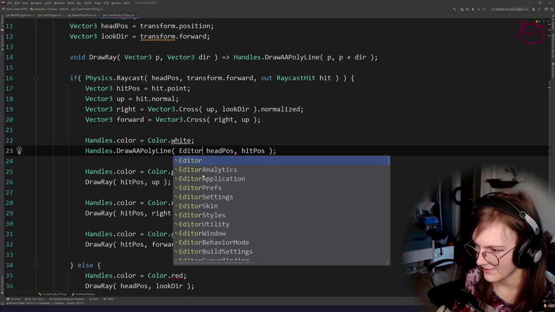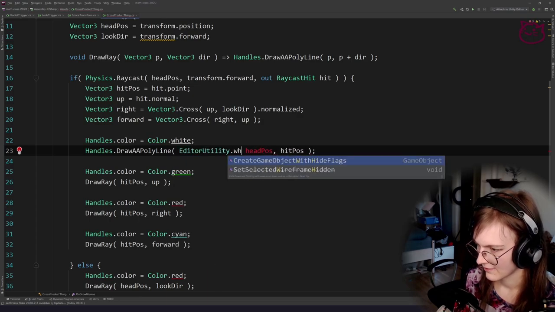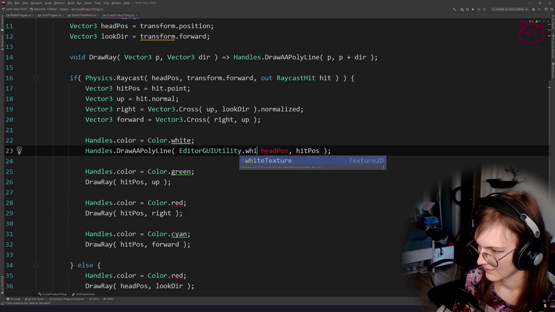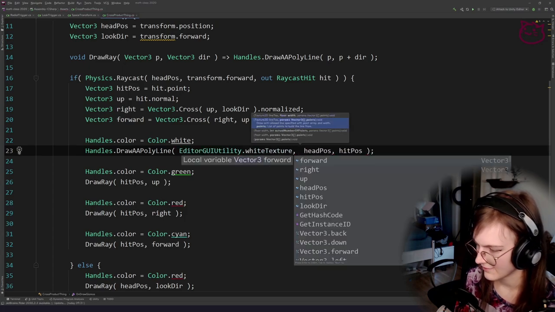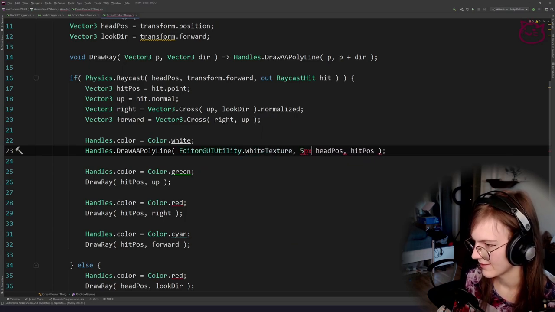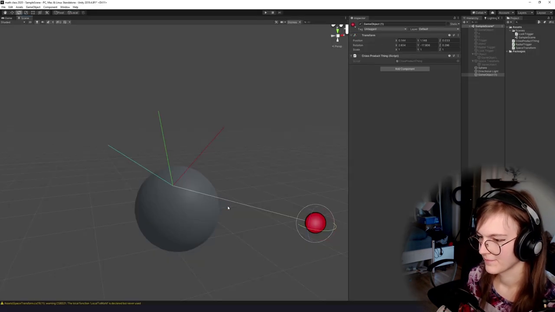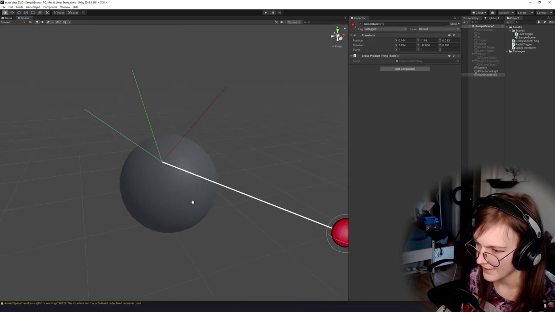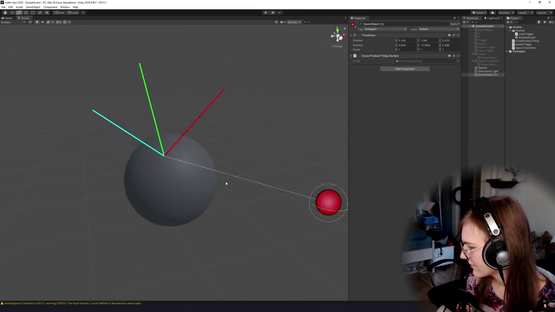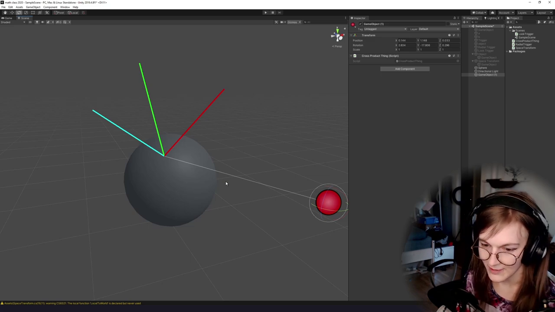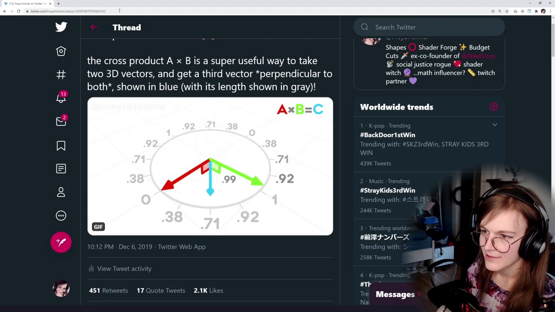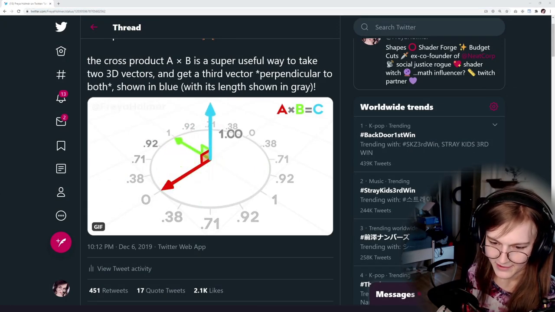Let's see if I can remember this. Yes, there you go. Let's make them 5 pixels wide. I don't know if it's meters or pixels. There you go. Cross up right equals forward, cross right forward equals up, cross forward up equals right. I would have to double check, but if you've double checked it with the left-hand rule, then I presume you're correct, yeah? Oh, someone asked about the visualization, so I'll just post them in.